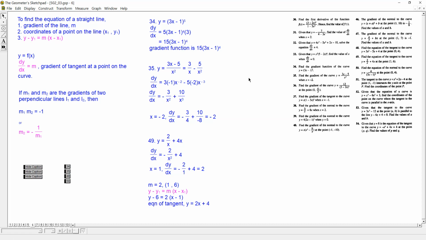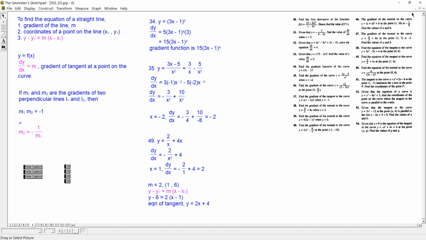Any question? Teacher, can you repeat question 49? Question 49. You are given the equation of the curve, right? From this equation of the curve, you need to know two things.